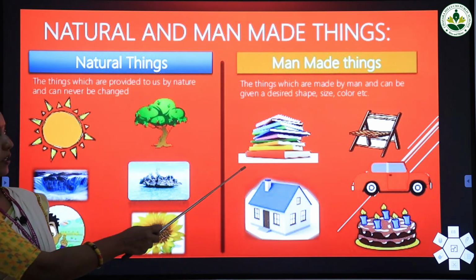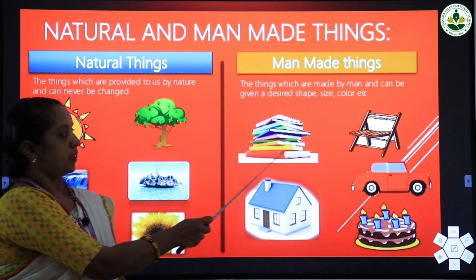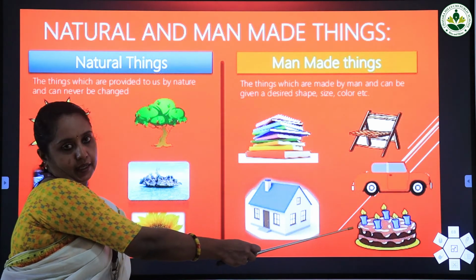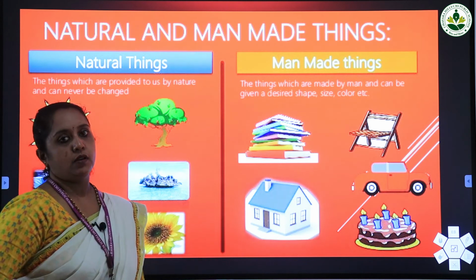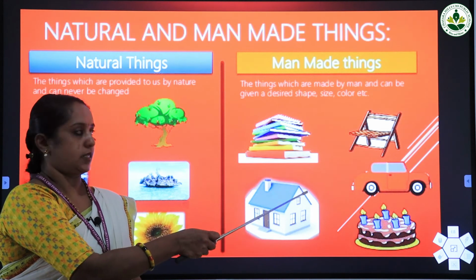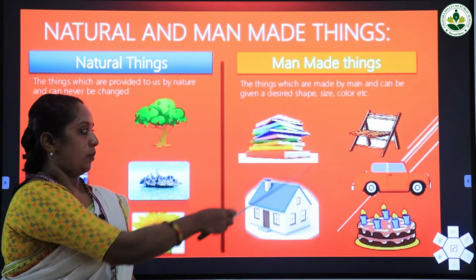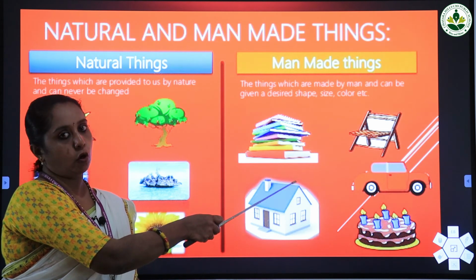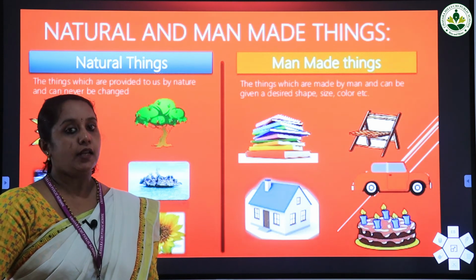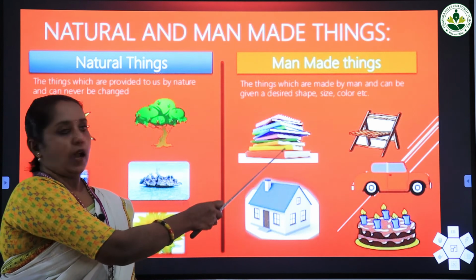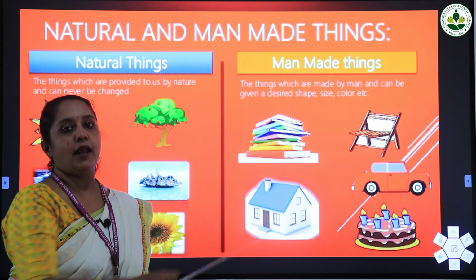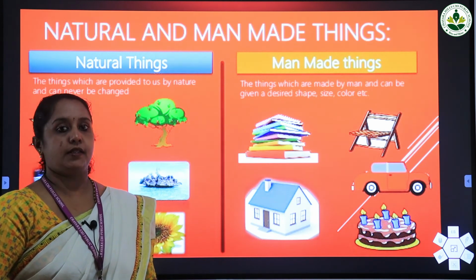Now here in this picture, what can you see? You can see a set of books, a relaxing chair, a house, a birthday cake, and a car also. So all these things you have seen in this picture, as well as in your life also, isn't it? While traveling you can see a car. Maybe it is there in your home also. So these things, do they have life in them? No, they also do not have any life in them. These things are made by man, and hence they are known as man-made things.